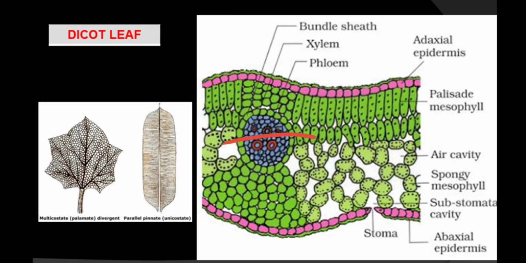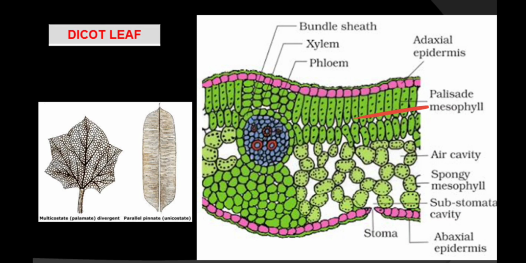Now if you observe the xylem, you will see the protoxylem is towards the upper side, on the adaxial side of the epidermis, and the metaxylem is towards the lower side of the epidermis. The xylem consists of all its components: vessels, tracheids, xylem parenchyma and xylem fibers. The phloem also contains all its components: sieve tubes, companion cells, phloem parenchyma and phloem fibers.